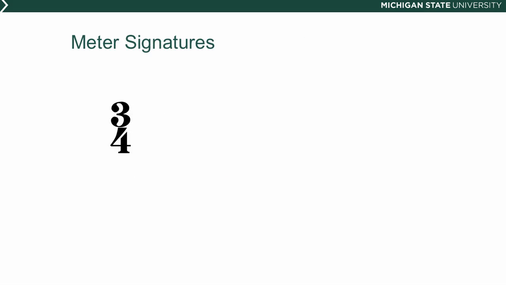Here's another common meter signature. My piano teacher taught me that this meter signature means 3 beats in a measure, quarter note gets the beat. That's mostly true, but not always. If the speed is very fast or very slow, the beat might be something other than the quarter note. But 3/4 always means measures contain 3 quarter notes.